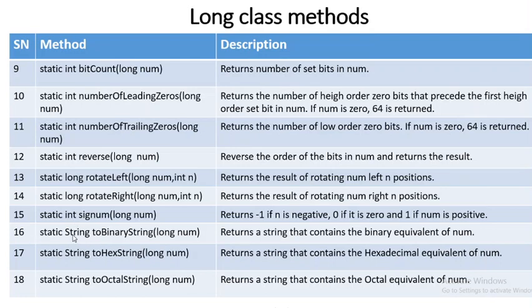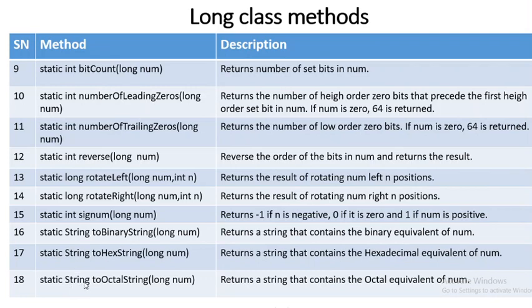Next, return type is String, toBinaryString, argument long num. So this long number will be converted into a binary string. Return type is String, name of the method toHexString, argument a long number. So this long number will be converted to hexadecimal string format.